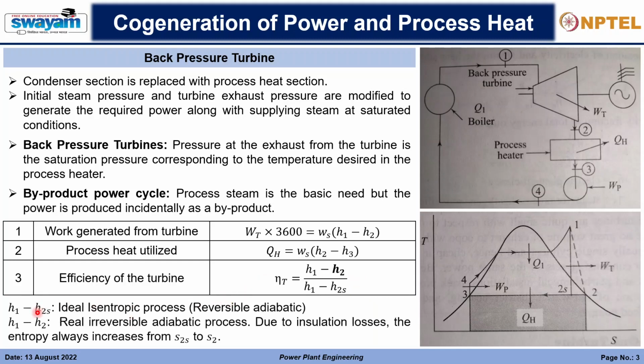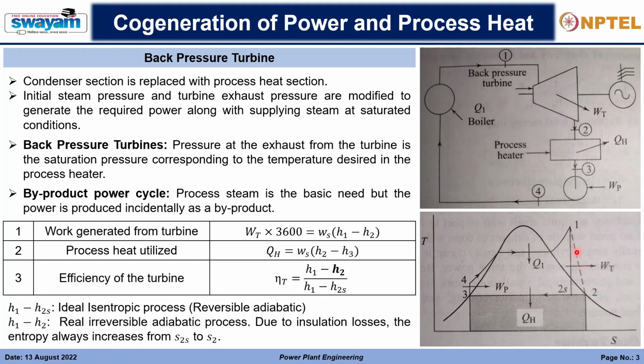As I have said, H1 to H2s is an ideal isentropic process, this vertical ideal isentropic process, a reversible adiabatic process. But H1 to H2 is a real, irreversible adiabatic process. That is why we are representing this line with a dotted or dashed line.